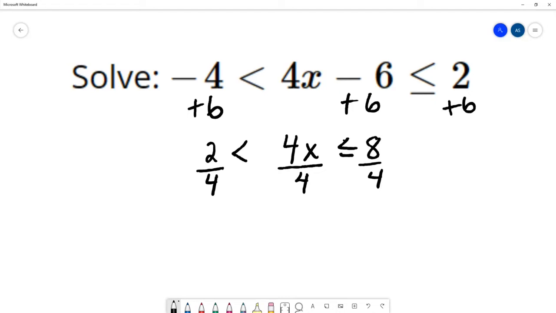The left-hand side is 2 over 4. That reduces to 1/2. That is less than x. Excuse me, I misspoke there. 4x over 4 is x. And that's less than or equal to 2. So we've solved the inequality, and we have 1/2 less than x is less than or equal to 2. Or you can think of this as x is between 1/2 and 2.